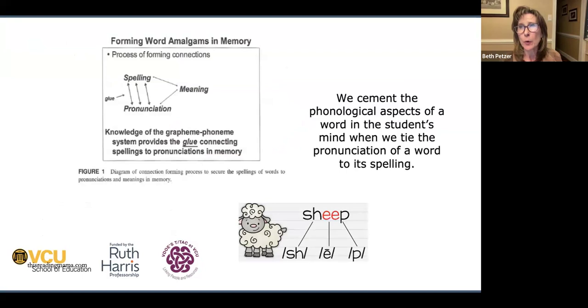Research on reading in the brain, which involved imaging the brain while reading, has shown that when we learn a word, it's stored in the area of the brain that processes phonological information by sound. So we want to make sure that we are helping our students create strong connections to the phonology.